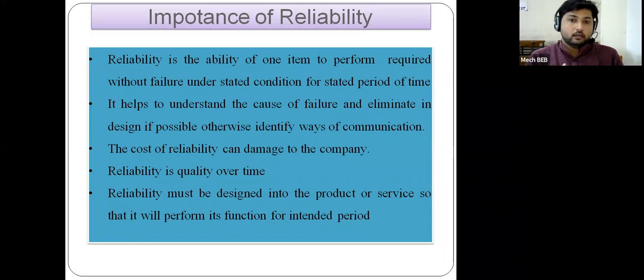And reliability is one of the things that increases the industry value in the market. How do we know that? Just take the example of a Chinese product which is not reliable. Is there any value for that particular product in the Indian market? No, there is no value for that particular product in the Indian market.